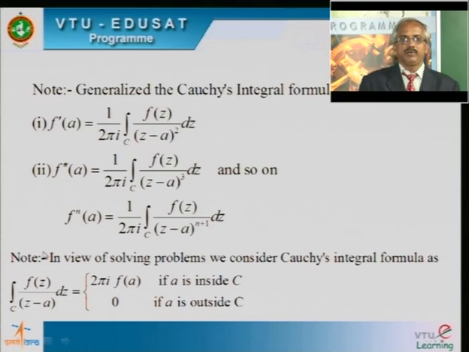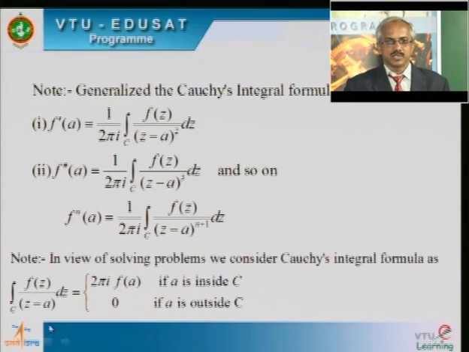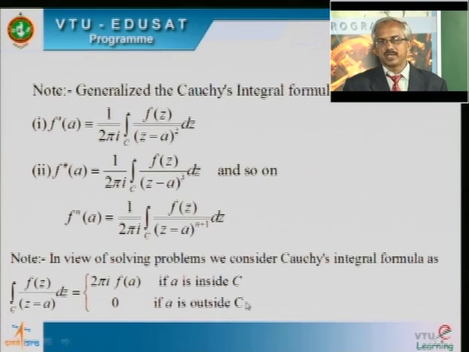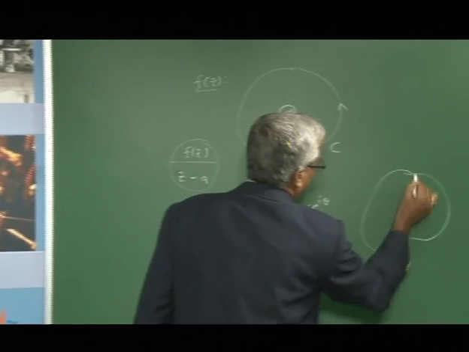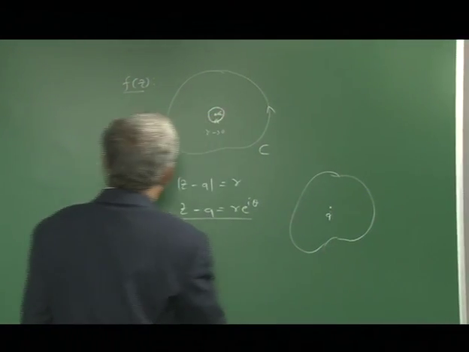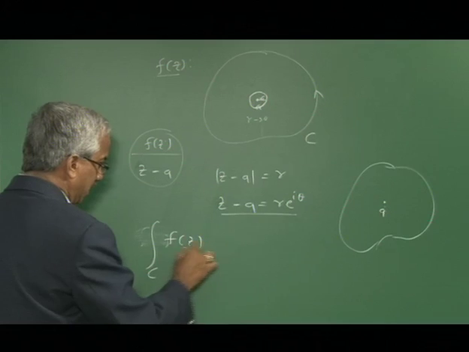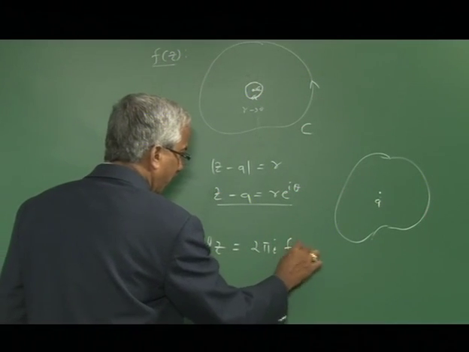In solving problems on integrals, we use Cauchy's integral formula in a simple manner: the integral along the curve C of f of z divided by z minus a dz is equal to 2 pi I f of a if a is inside C, and equal to 0 if a is outside C. So if you take any curve with the point a inside, the integral along the curve C of f of z divided by z minus a dz is always equal to 2 pi I into f of a.